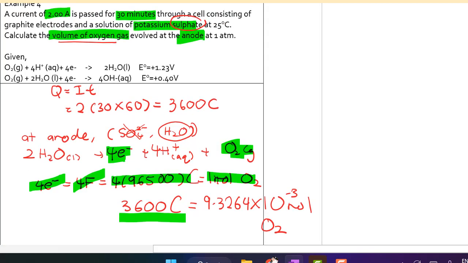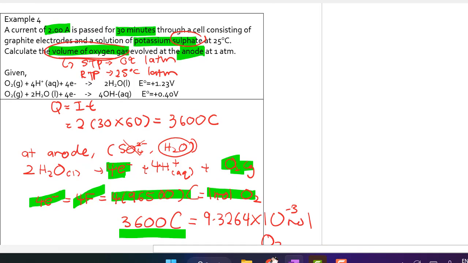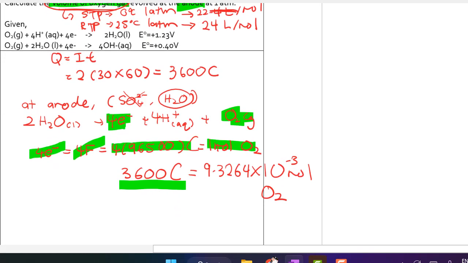The question asks you to find volume. If you want to calculate volume, you need to know whether this is at STP or RTP. STP means the condition at 0 degrees Celsius, 1 atm. RTP is the condition at 25 degrees Celsius, 1 atm. If we read the question again, it occurs at 25 degrees Celsius, 1 atm, so you want to calculate volume at RTP. At RTP, the molar volume is 24 liter per mole. At STP, the molar volume is 22.4 liter per mole.